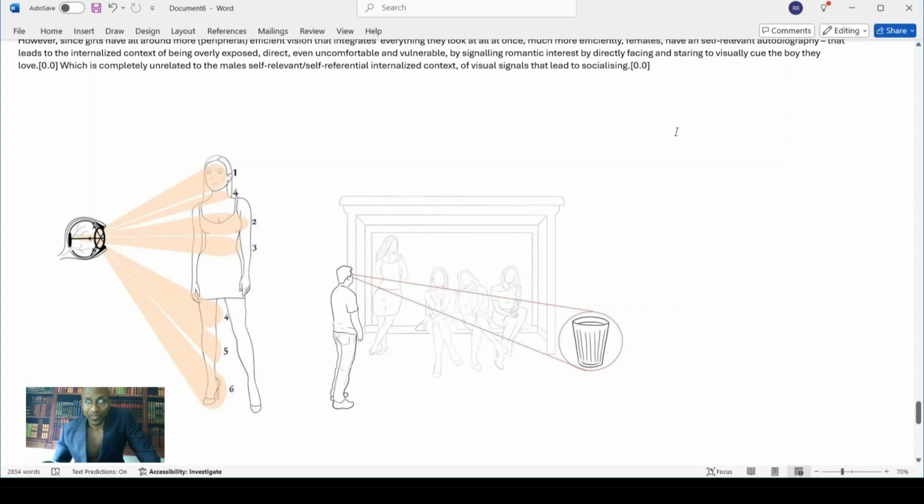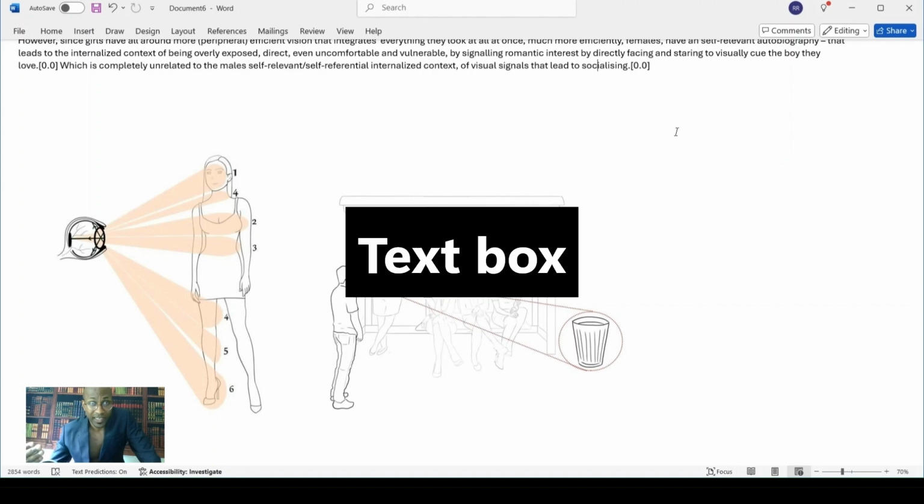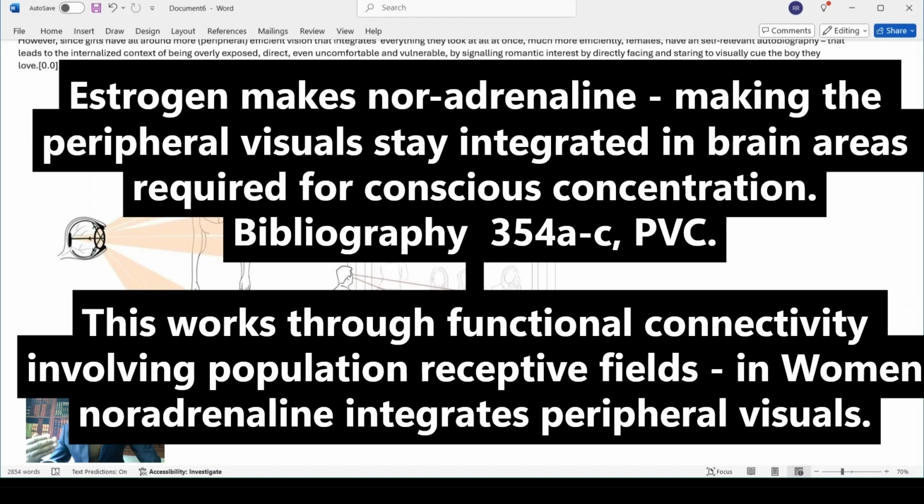The male, however, has significantly less ovaries, and in turn males have significantly less estrogen, and in turn males have significantly less noradrenaline in their brain and significantly less grey matter than females. What does this mean? Well, visual information that the brain can consciously concentrate on is integrated into the parietal lobe using noradrenaline. Noradrenaline is what integrates visual information.